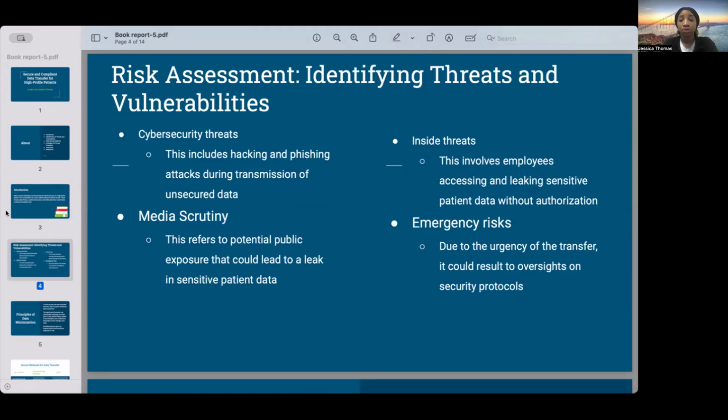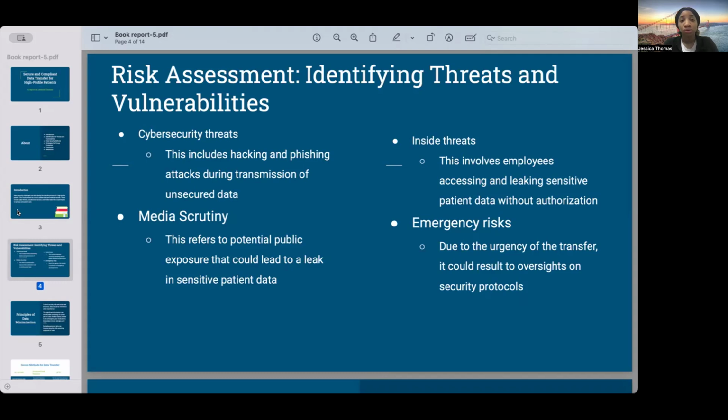Some other potential threats could be unsecured communication channels and unencrypted data transmission. So basically the transfer of data without being encrypted, without having that extra layer of protection, making it easier to be accessible to people who shouldn't have access to it.